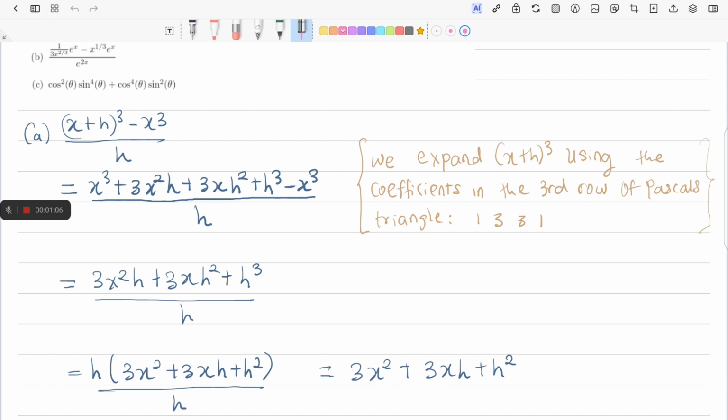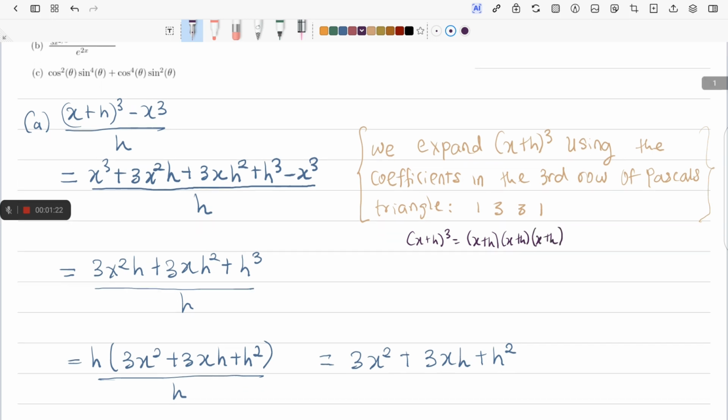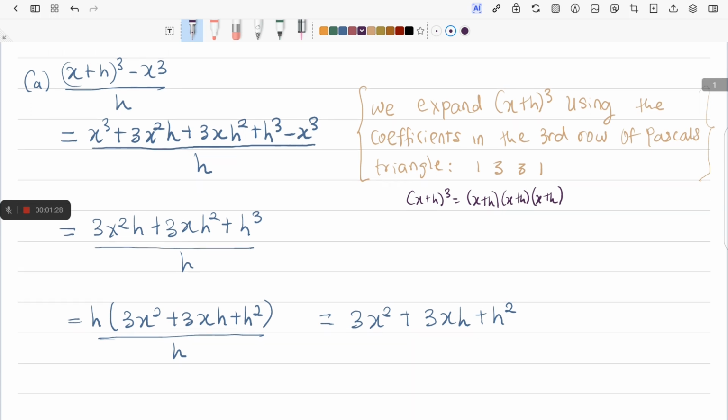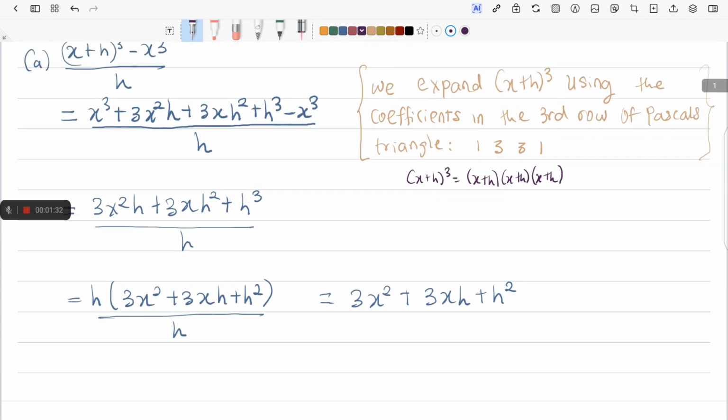You could also expand (x + h)^3 traditionally, by writing it as (x + h)(x + h)(x + h). But you could easily get errors using this method if you're not very careful. So I would recommend using Pascal's triangle instead to get the coefficients. It's also faster that way.